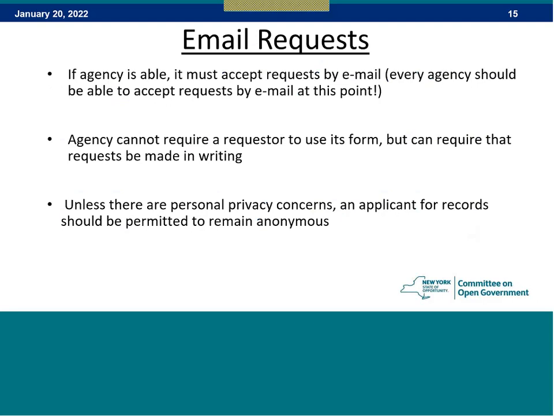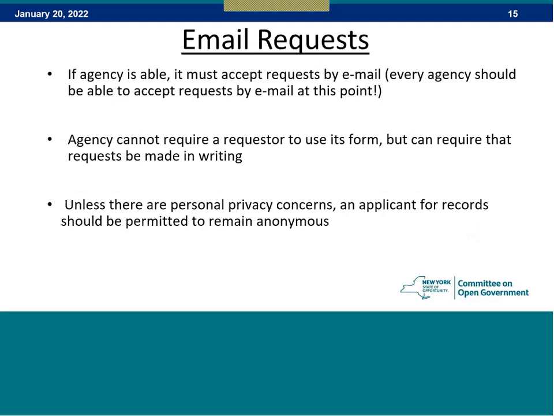At this point, I probably don't even need to include this slide anymore, but in the more recent history of FOIL, it was amended to state that if an agency is able, it must accept requests by email. In my opinion, every agency should be able to accept requests by email at this point.